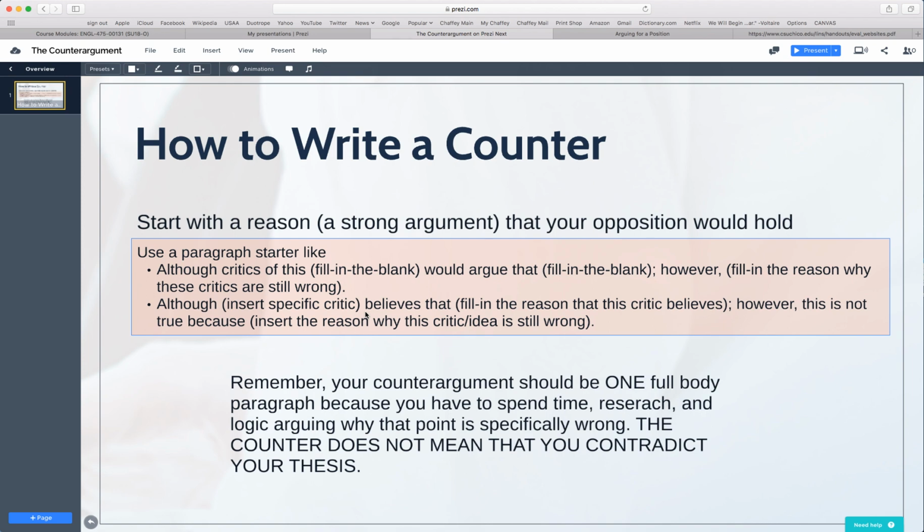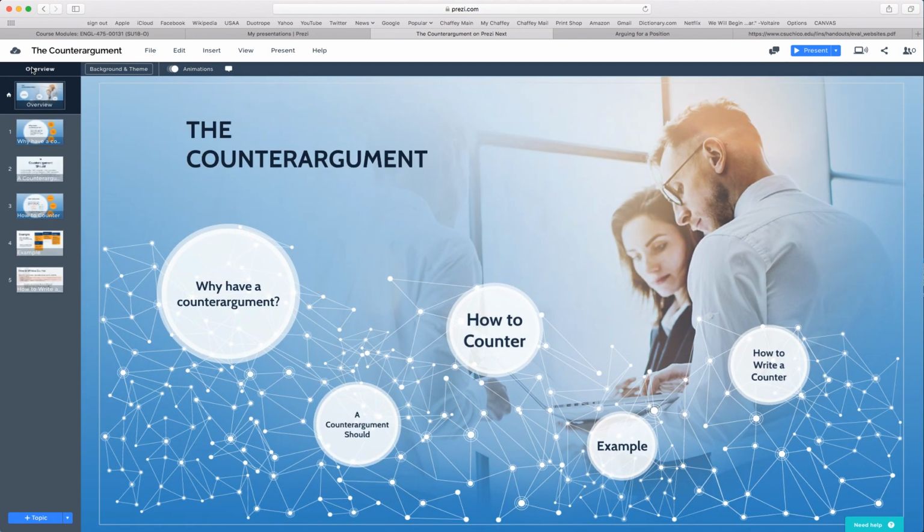So remember that your counter argument should be one full body paragraph, because you have to spend the time, the research and logic arguing why that point is specifically wrong. The counter argument does not mean you contradict your thesis. Okay, so be sure you do not undermine your thesis here. Your job is still to maintain that your thesis is the correct one. So hopefully that helps you start to distill what argument is and what counter argument is.